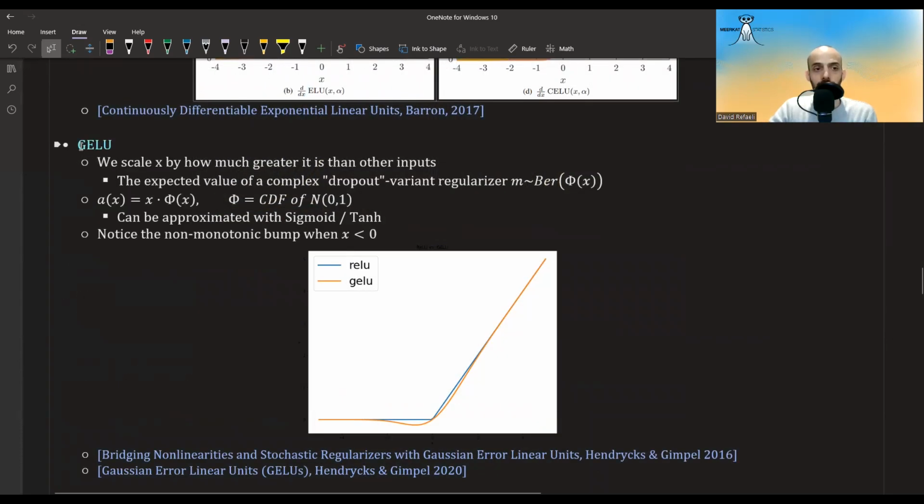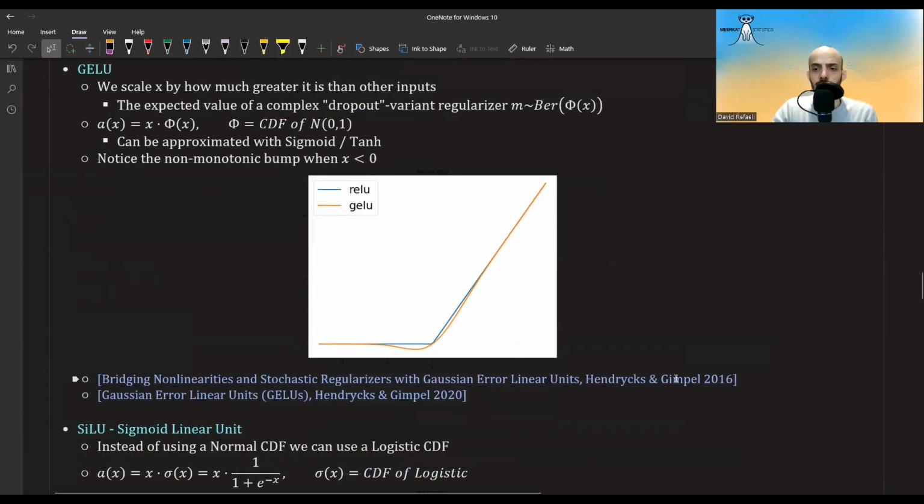Okay, another type is called GELU, Gaussian Error Linear Units. What happens here? We just multiply x by some CDF function, in this case, the CDF of a standard normal distribution. And this is how it looks. Notice that here we have some non-monotonic bump. It was first introduced in this paper over here. They made some changes to the paper, and the final version has this name, and it's from 2020.